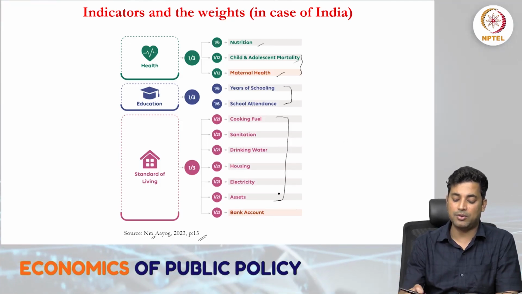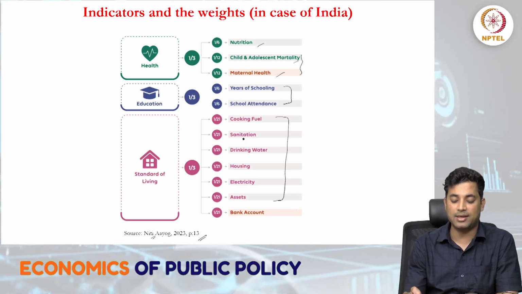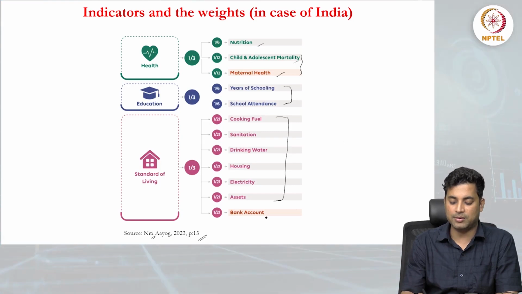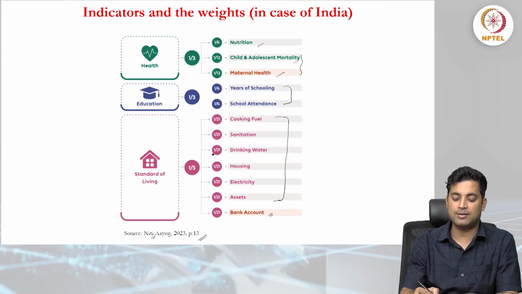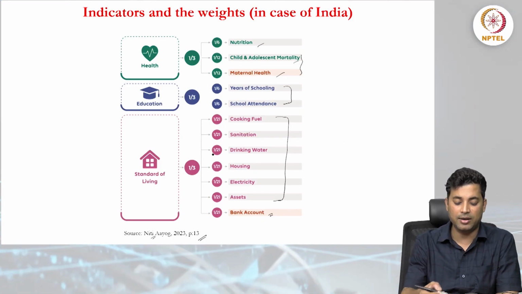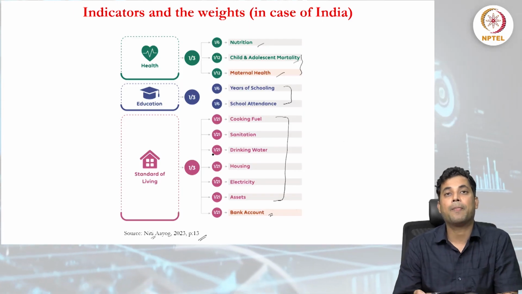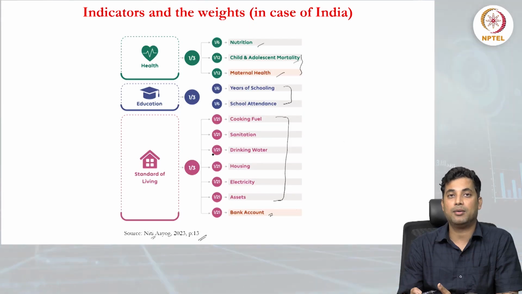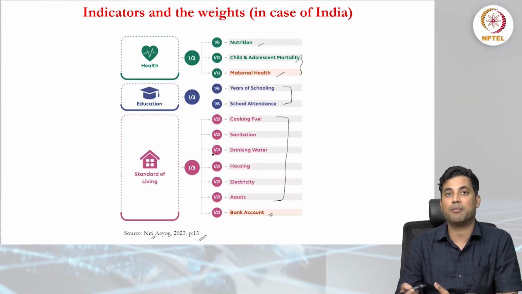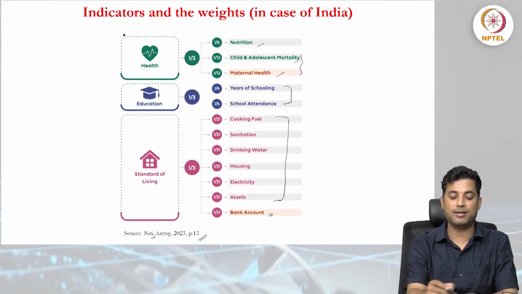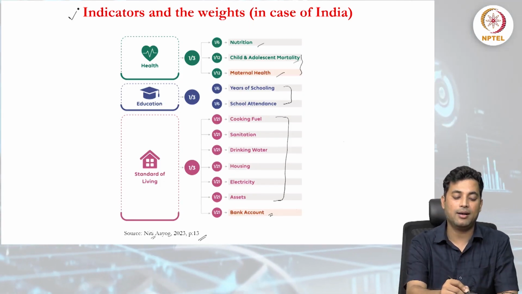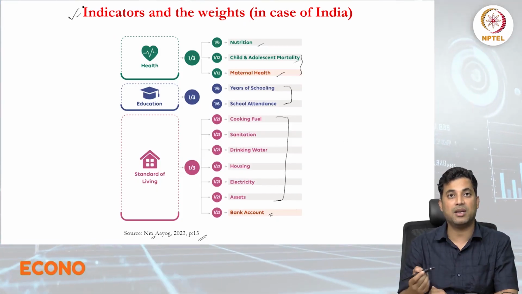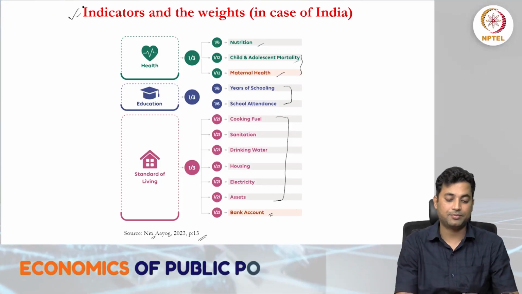But here you can see that in Alkire's calculations there were 6 indicators, but in the case of India we have also considered bank account, making it 7 sub-indicators under standard of living, and therefore the weight will be 1/7 multiplied by 1/3, which means 1/21. So this is how in India we consider and perceive the indicators and their weights.